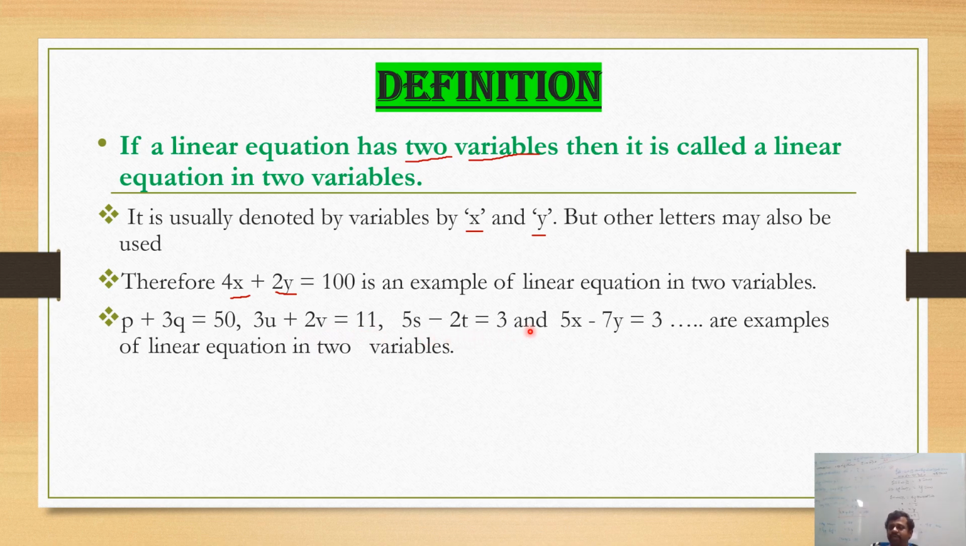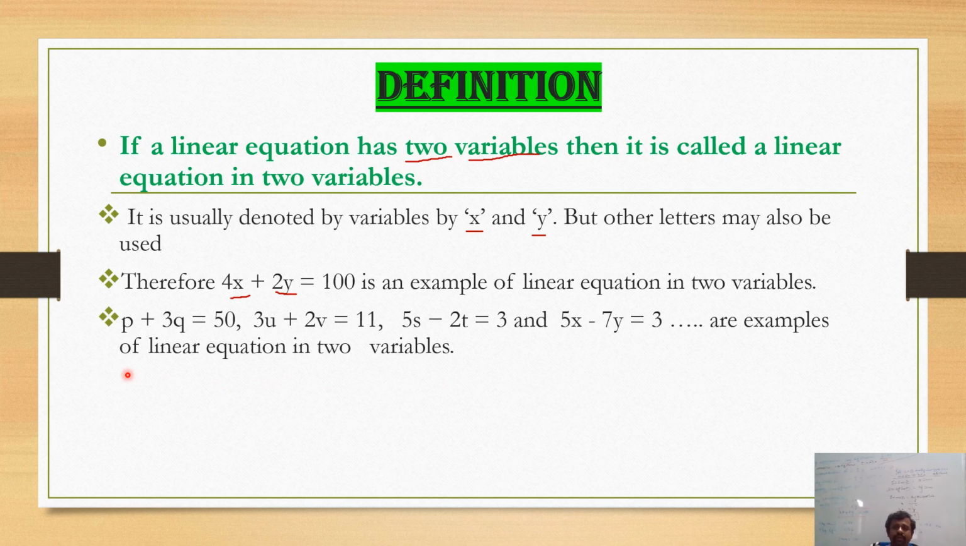And 5s minus 2t equal to 3, where s and t are variables and the degree is 1. So this is a linear equation in two variables. 5x minus 7y is equal to 3. Observe here, x and y are variables. Degree is 1. So this is also an example for a linear equation in two variables. Dear students, these are all examples for linear equations in two variables. You may also guess some more examples.